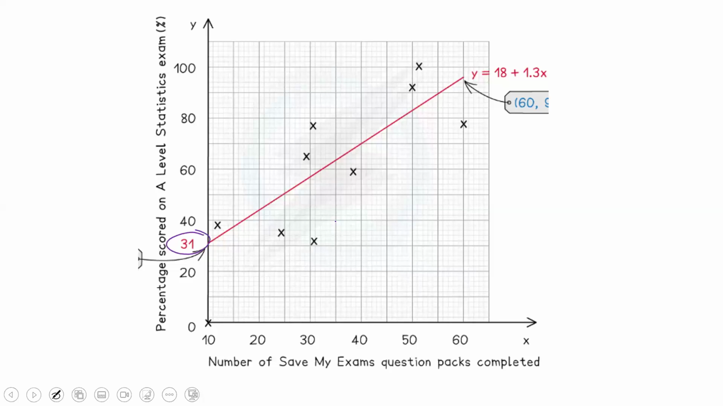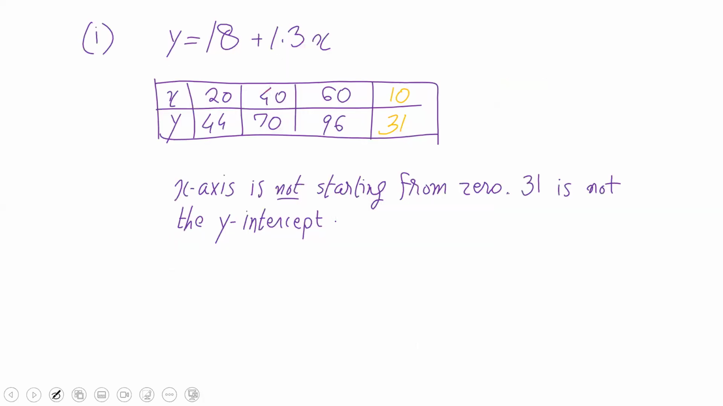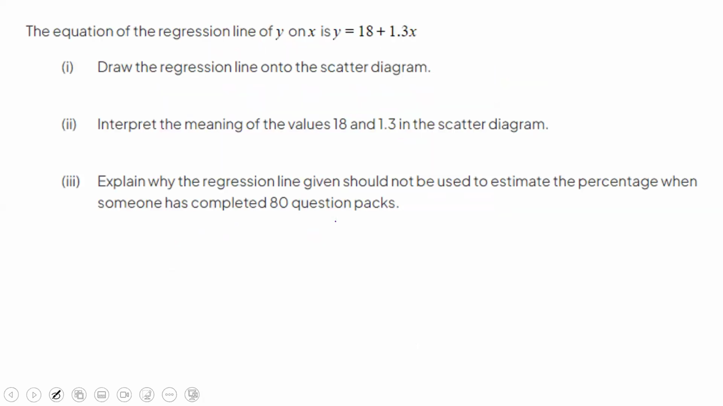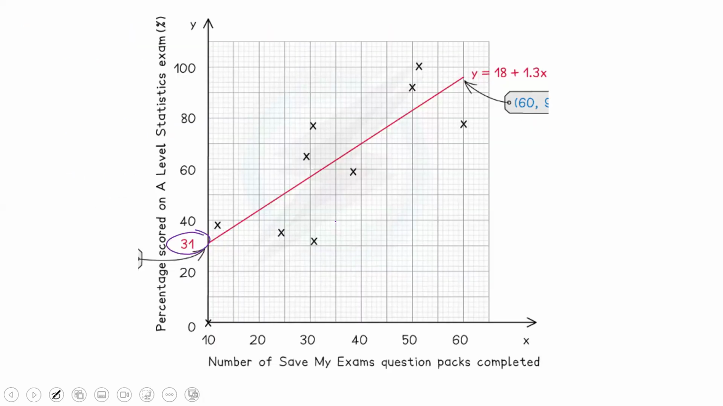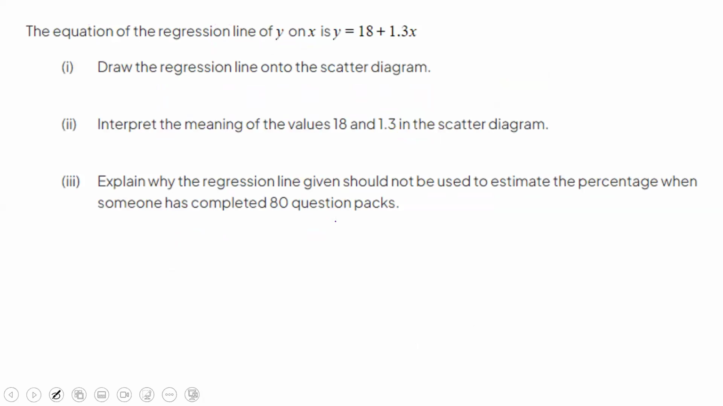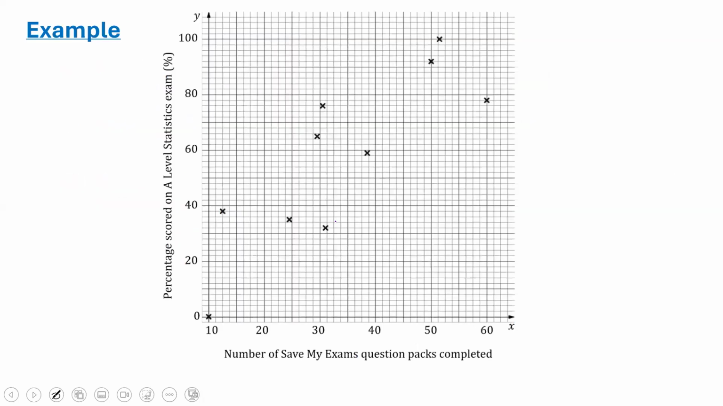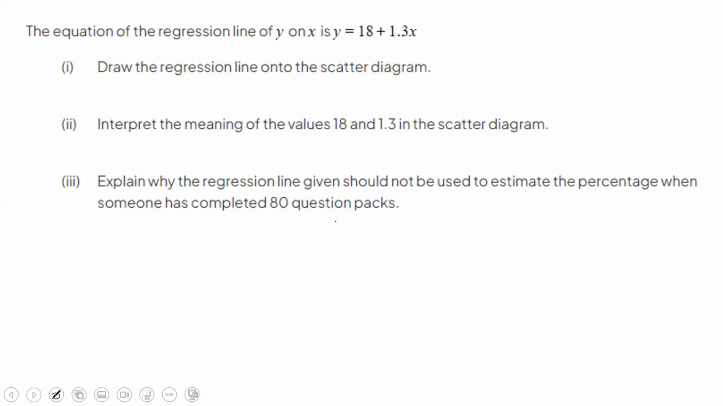Can you understand what I'm saying? I'm getting a bit of an idea. Intercept means x coordinate, x should be 0. So in reality, the intercept would mean that the person who has not done any Save My Exam workbook still got how much? 18%.